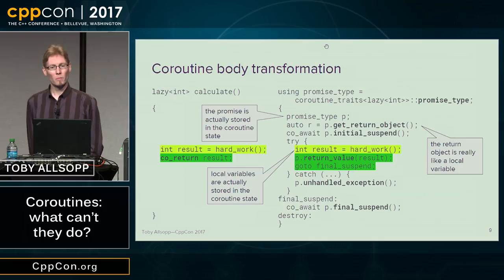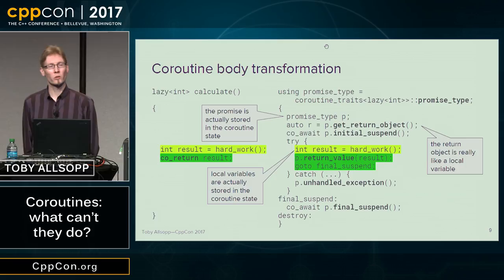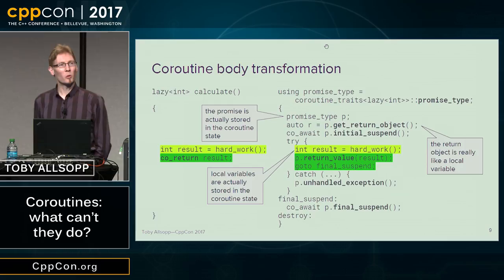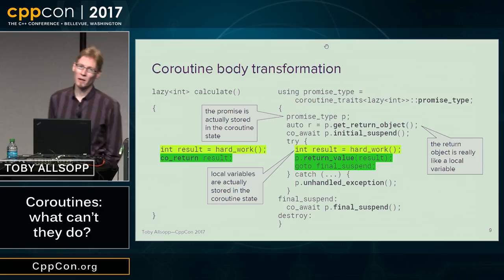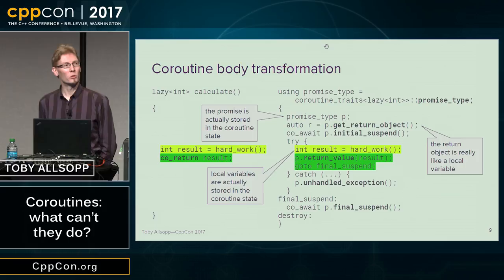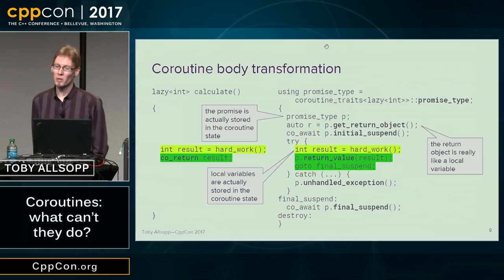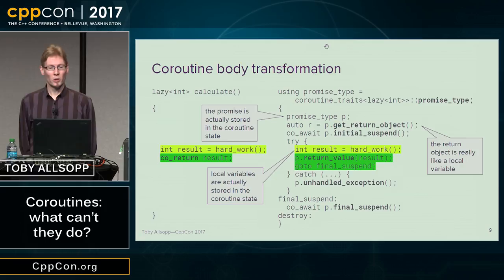So then the promise object, P here, that gets asked for the return object, which is what the caller of the coroutine will receive as the return value. And then the promise is given an opportunity to provide an initial suspend. So that allows the coroutine to suspend before executing any of the body. In the case of lazy, that's quite important because that's what allows it to not go and do the expensive work in the body of the coroutine until asked for. So I'll explain what co-await does shortly. So co-await is the second of the three new keywords. So then the original body of the coroutine is executed.